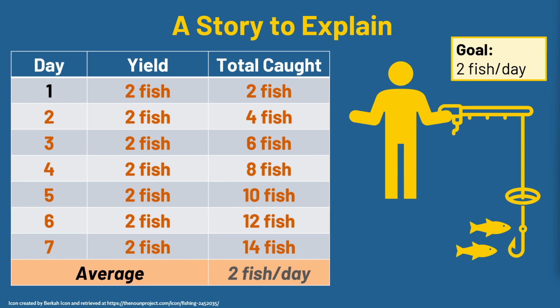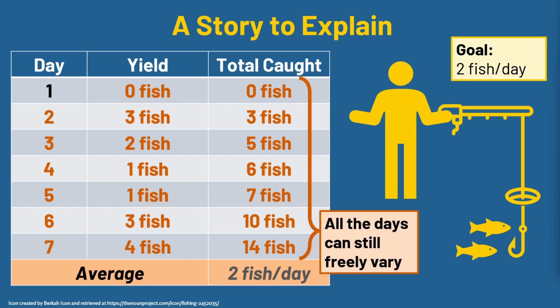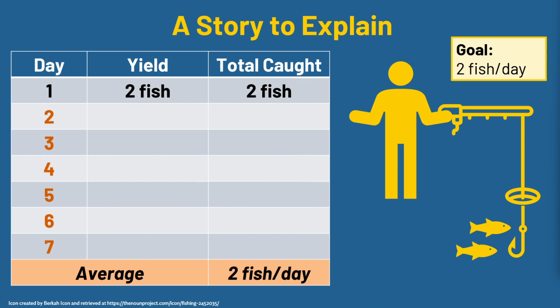Maybe I'm just some weird fish catching robot, and I can catch exactly 2 per day. That would be one way to average it out. But that's probably not realistic. And hell, even if I have a bad day today and I don't catch any fish, there's still plenty of room for it, right? I can still vary a lot, and I can have days when I catch no fish, right? So day one, I'm just like, whatever, I'm gonna be fine, right? All the days at this point can still freely vary, right?